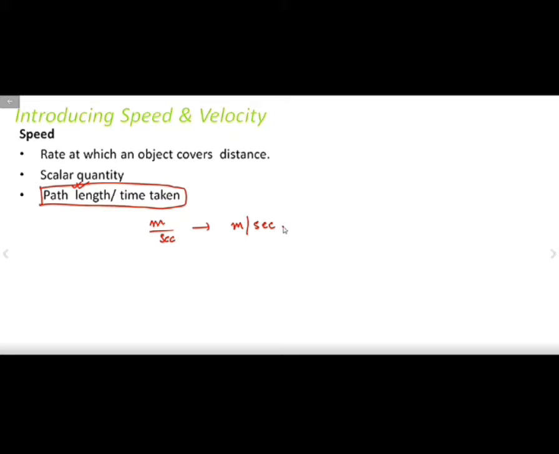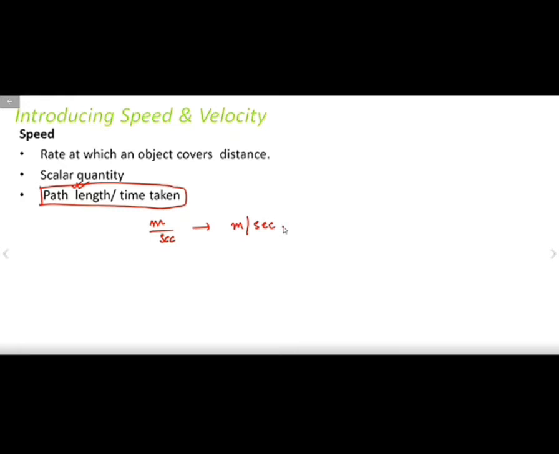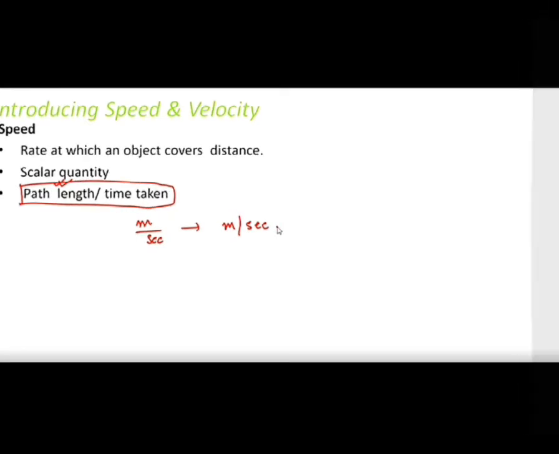In our last section we talked about distance and displacement. Why do we study them? Because they talk about the position of the object. They talk about how much distance an object covers in a specific period of time.